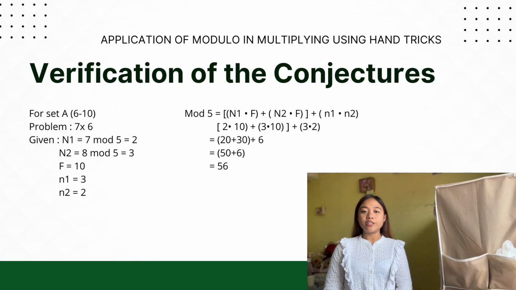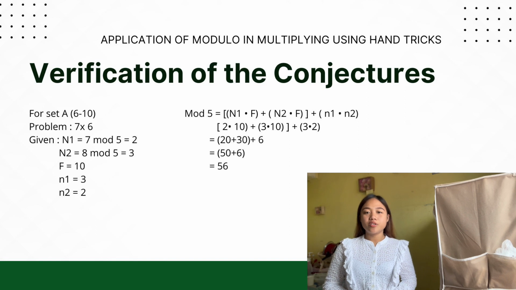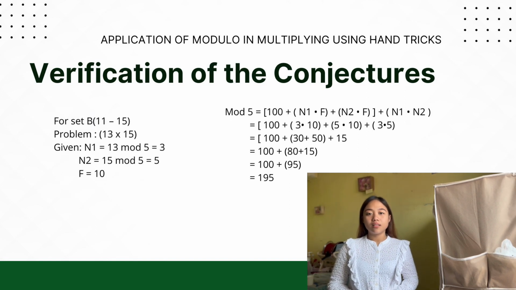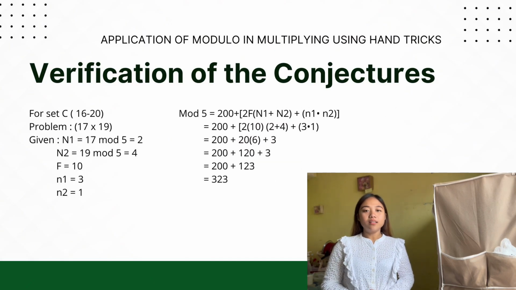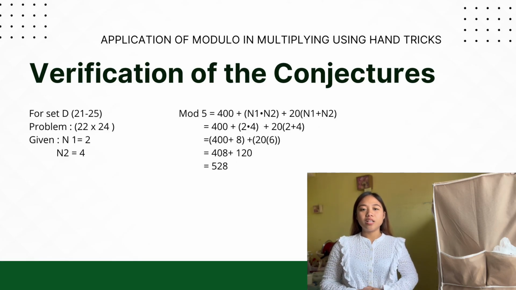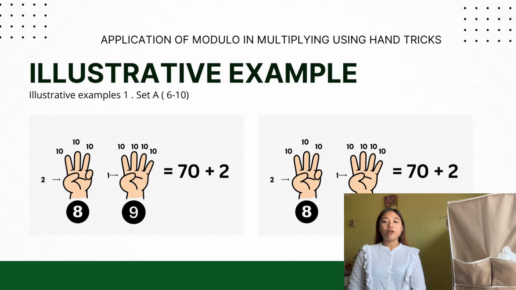For the verification of the conjectures, the researcher plugged in the given value to the given formula for each set. The verification of the conjecture is presented to prove that the theory of the researcher on using the hand tricks is reliable and will give you the same exact answer if you multiply those numbers using the calculator or any other formulas. So now let's apply it using our hand.